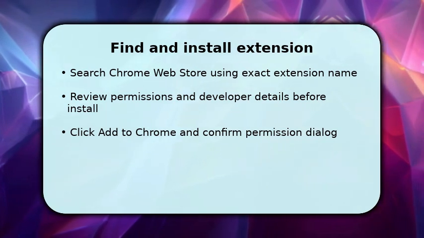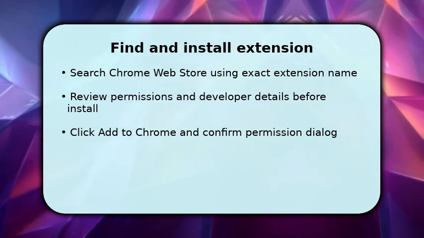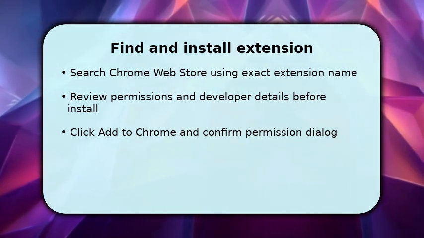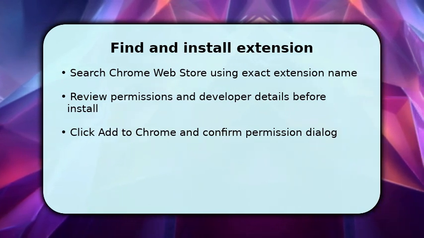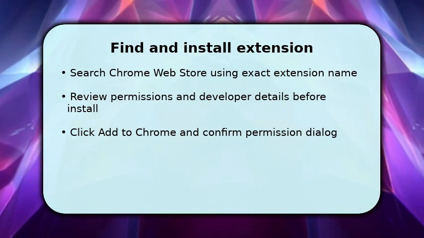Click Add to Chrome, then accept the permission dialog. Chrome downloads and installs automatically. After installation, pin the extension to the toolbar for quick access. Next, configure its settings if required for your workflow.